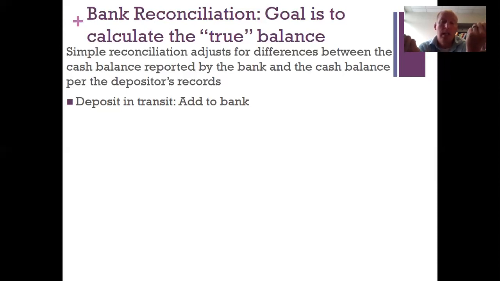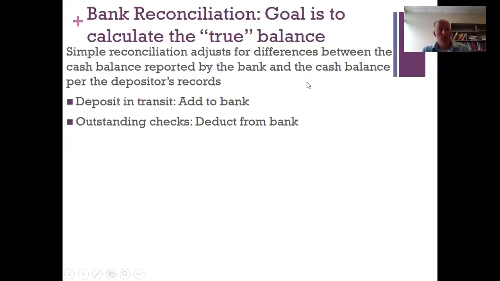Deposits increase bank balances, right? And so we would add it to the bank, because the bank just doesn't know yet. Now you're going to say, wait a second, they're going to know tomorrow or the next day. They're going to know really soon. And that's true. But with a bank reconciliation, we're doing a reconciliation for that very moment. So the first thing that could happen is we deposit money, the bank doesn't know about it, so we need to add it to the bank balance.